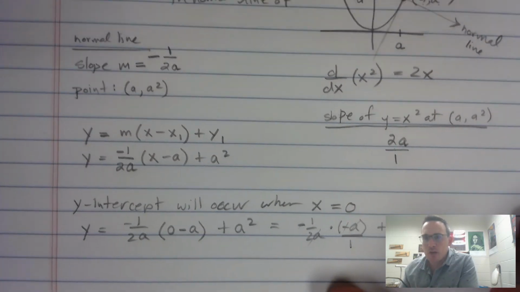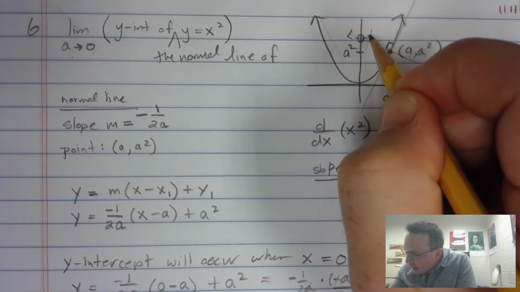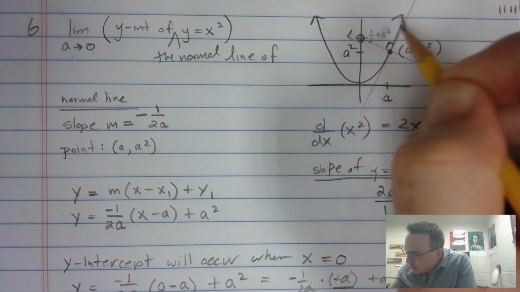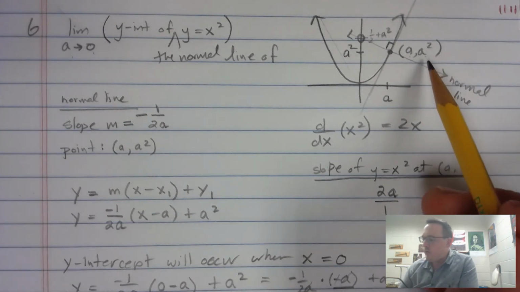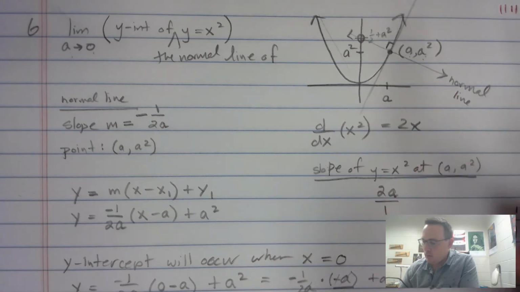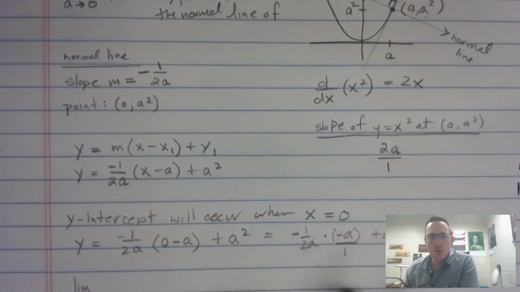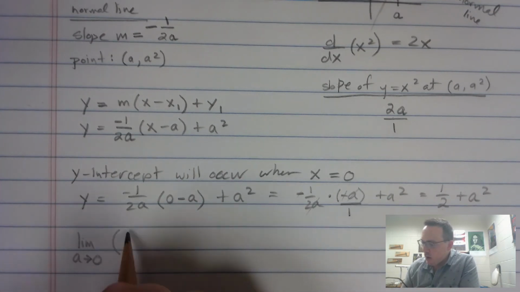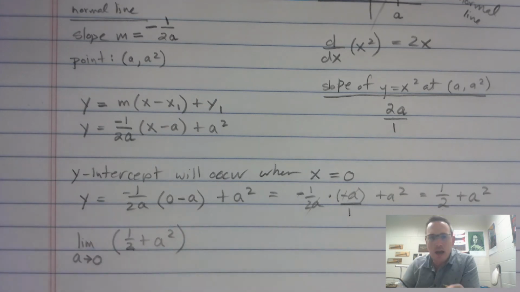So we can go back to our diagram here and label that. This point right here, its y-coordinate is 1/2 plus a squared. Now it does depend upon a, so I said it doesn't move. That's not quite right. It does move. As a approaches 0, we want to know the limit as a approaches 0, remember a is our x-coordinate, of 1/2 plus a squared, because the x-coordinate is a, and x has to approach 0. That's what they ask us to do in this problem.